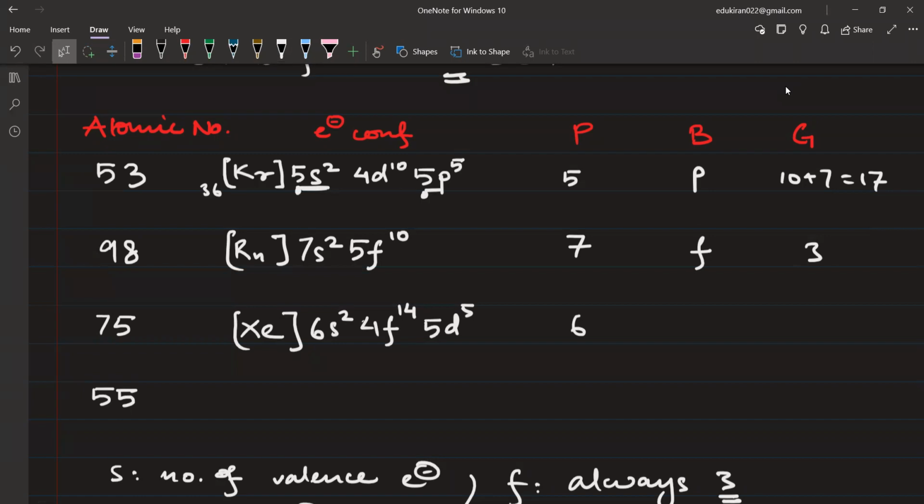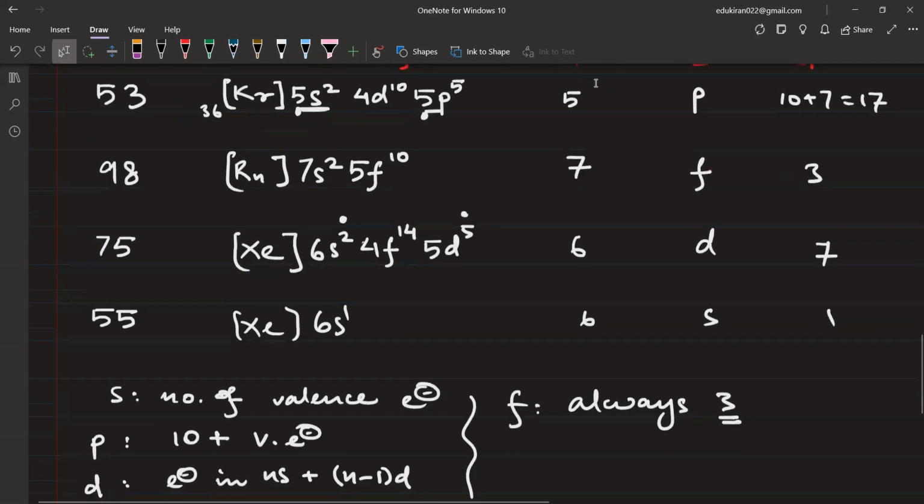The block will be what? D block, right? Because the last electron is entering in the 5D. And then we have to add this 2 from S, right? NS, N minus 1, that is 6 minus 1, 5. And the electron here. So 5 plus 2 will be equal to 7. And then we have 55. So 55 is xenon, 54 and 6s1. Period is how much? 6. Block is S and the group number is 1.